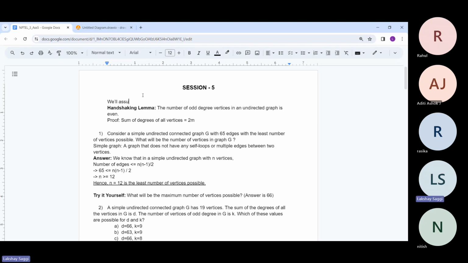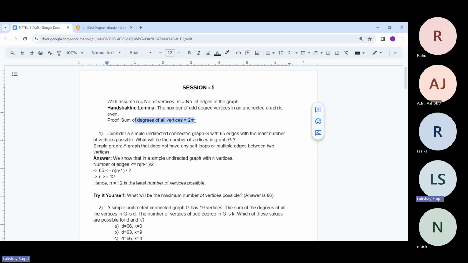We'll assume in all the questions that n is the number of vertices and m is the number of edges in the graph. Okay. So the handshaking lemma says that the sum of degrees over all vertices is just equal to twice m. And how do we do this?